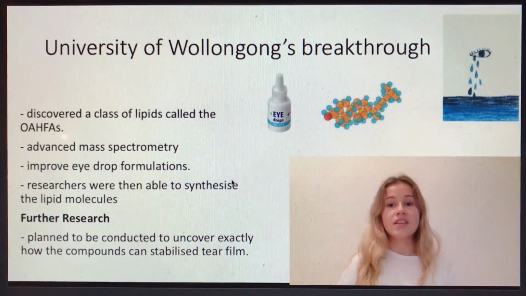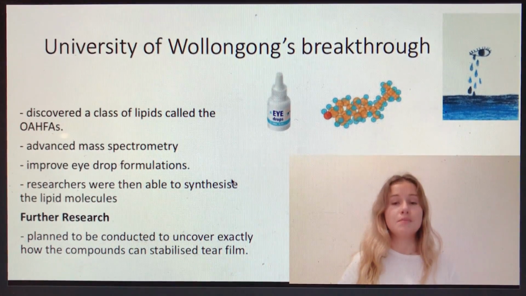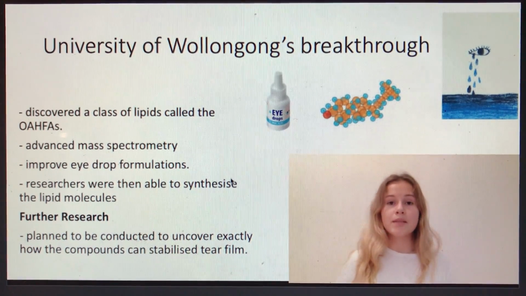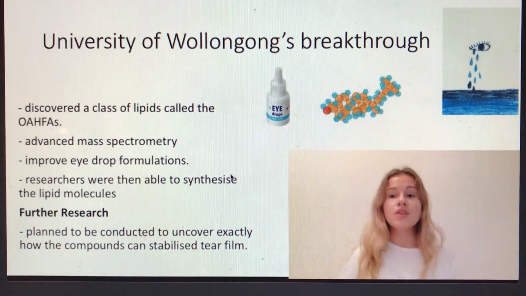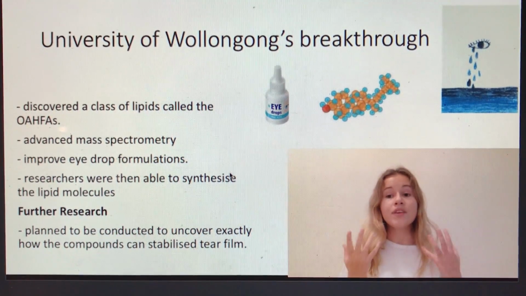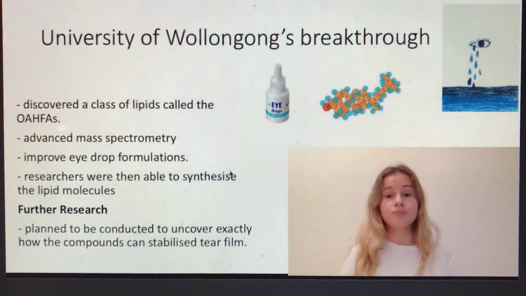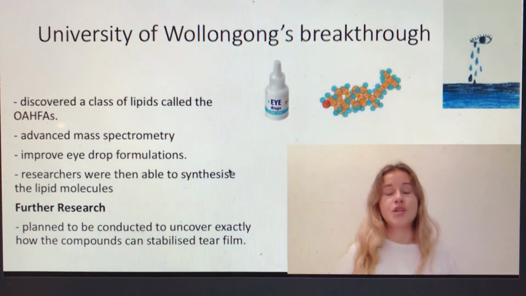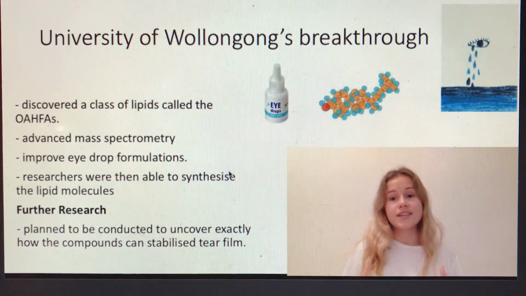OAHFAs present in the tear film. The researchers were then able to synthesize the lipid molecules. This confirmed their mass spectrometry findings and has opened new areas for further research. Further research is planned to uncover exactly how the compounds can stabilize in the tear film. Unlocking this biological secret will provide a pathway to much more effective treatments of dry eye disease.